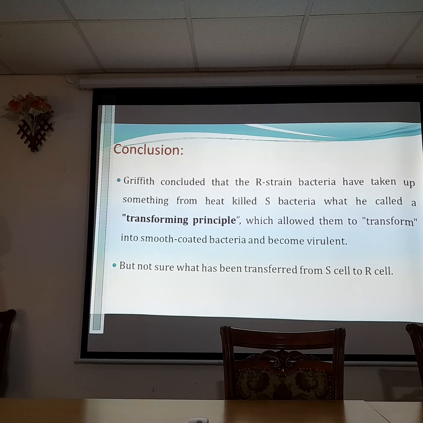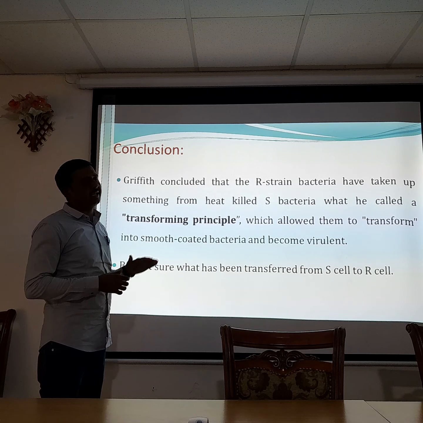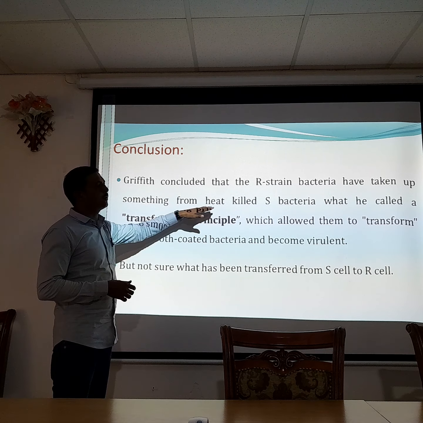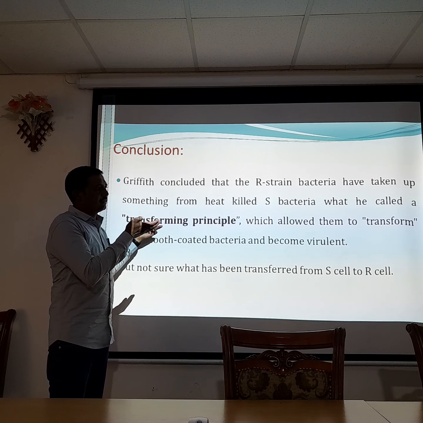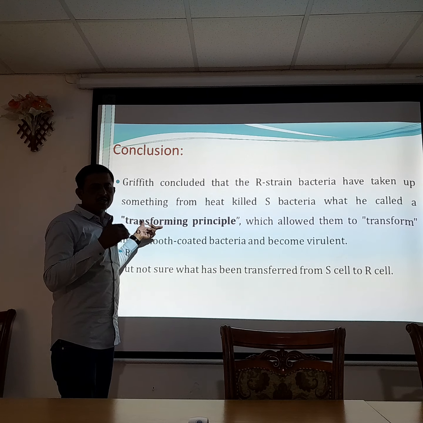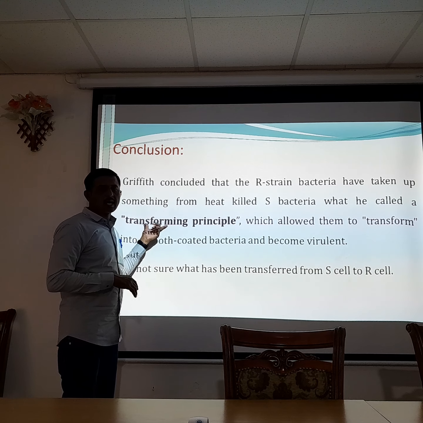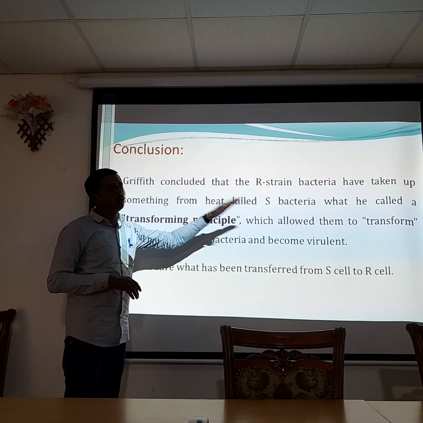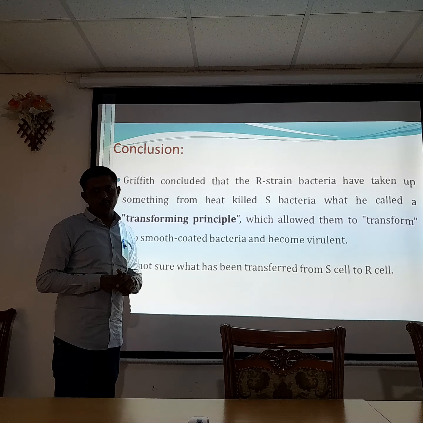So from that experiment, Griffith concluded that the R type bacteria have taken up something from the heat-killed S type of cells, and he called that component, or that substance which R type of cells took from the S type of cells, a transforming principle, which allowed them to transform into smooth coated bacteria and become virulent.